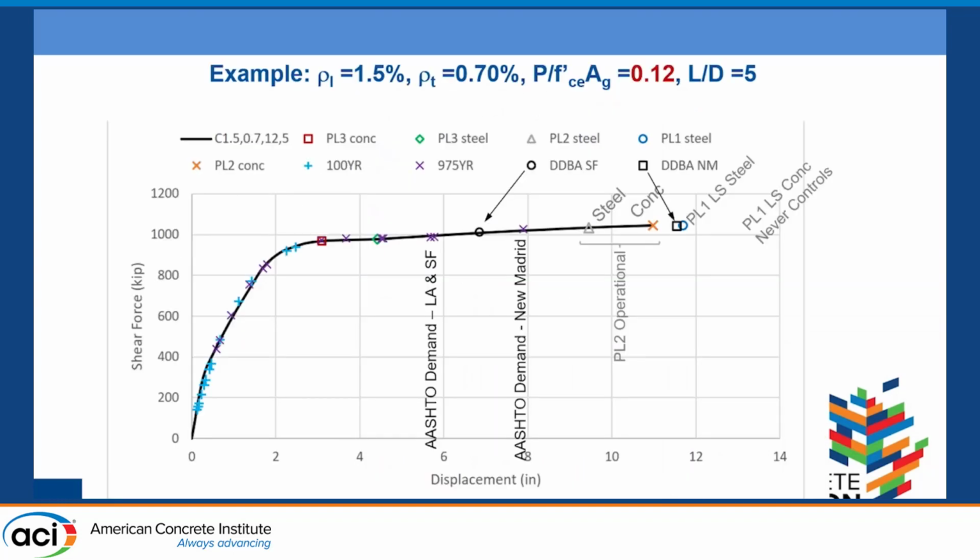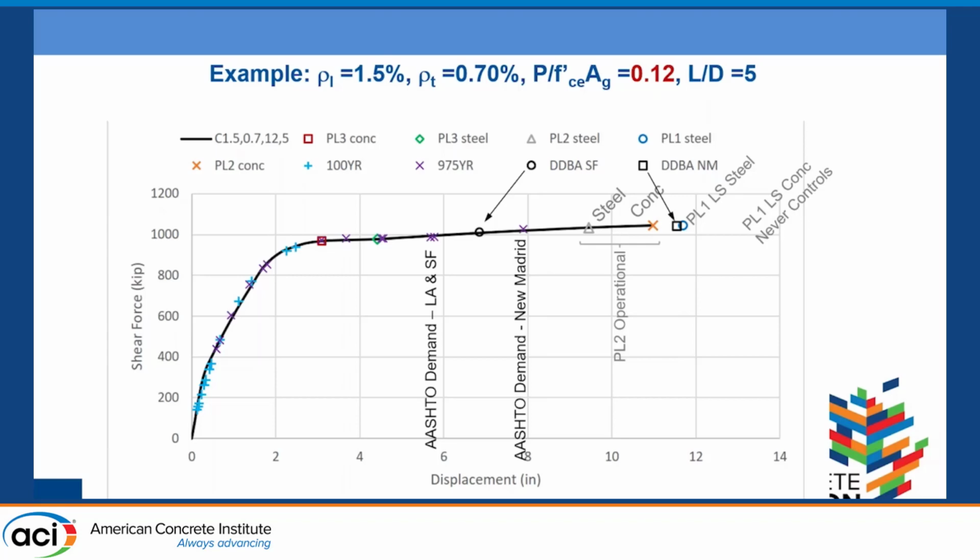And so if we go back to the middle column, the same family that we looked at earlier with the 12% axial load, and now you've seen all these other dots on this curve before. Now I want you to look at the black circle and the black square. Those are direct displacement-based analysis of San Francisco. That's the black circle. New Madrid is the black square.